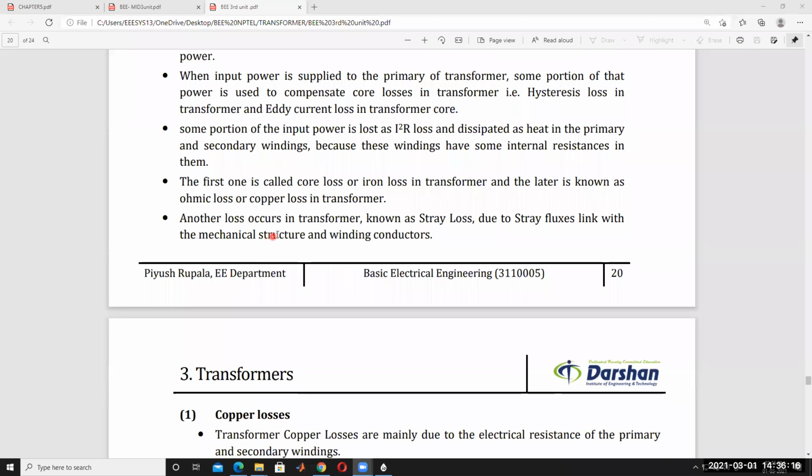Another loss that occurs in a transformer is known as stray loss. Stray loss is because of external fields and external disturbances. These are very minor losses, due to stray fluxes linked with the mechanical structure and winding conductors. Stray fluxes mean external field fluxes. The external field interacts with the transformer winding and transformer flux, so there may be a disturbance in the actual flux. Because of that, these losses come into the picture.